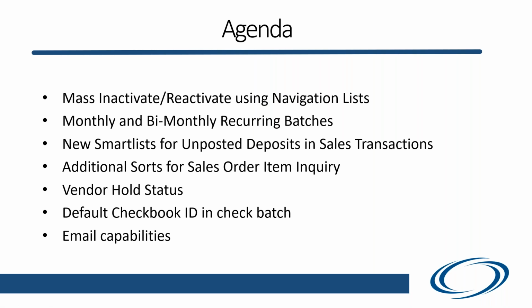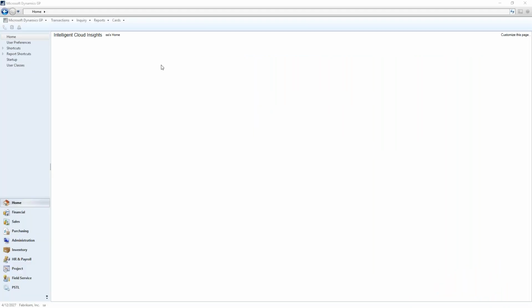look at a new smart list that they have for sales transactions, some additional sorts for your sales order item inquiry. Then we're going to jump over to purchasing, and we're going to talk about the vendor hold status, how the checkbook ID is now defaulting in, and if we have time, we'll go into the email capabilities. So I'm going to get started by jumping directly into GP.